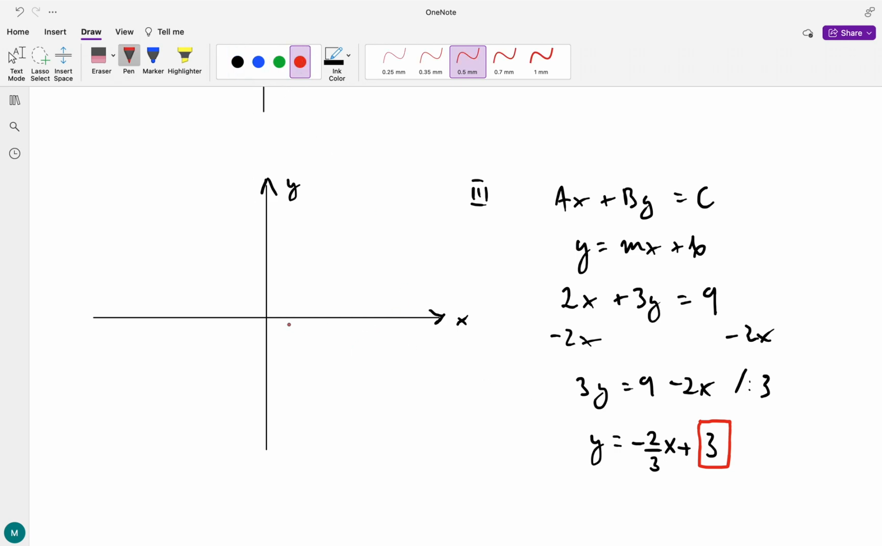So when x is 0, it's going to be 1, 2, and 3. So that's our, oh, actually it should go the other way. Let me go back. Okay, so when x is 0, y is 1, 2, 3. So that's our y-intercept. Now let's find our x-intercept by making y equal to 0.